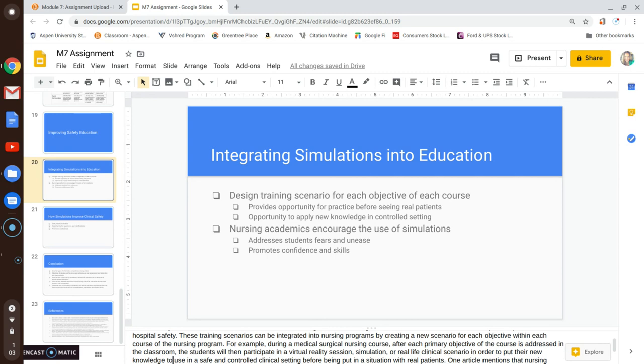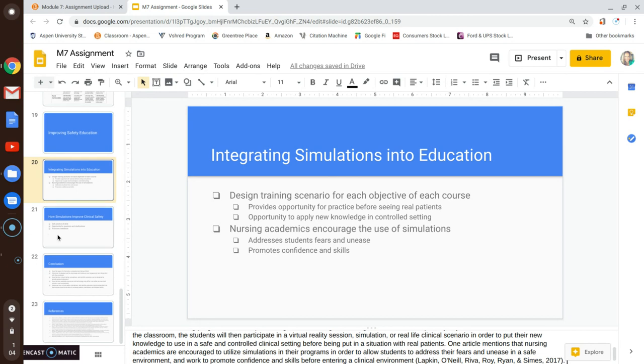For example, during a medical surgical nursing course, each of the primary objectives of the course is addressed in the classroom. The student will then participate in a virtual reality session, simulation, or real-life clinical scenario in order to put their new knowledge to use in a safe and controlled clinical setting before being put in a situation with real patients. One article mentions that nursing academics are encouraged to utilize simulations in their programs in order to allow students to address their fears and unease in a safe environment and work to promote confidence and skills before entering a clinical environment.